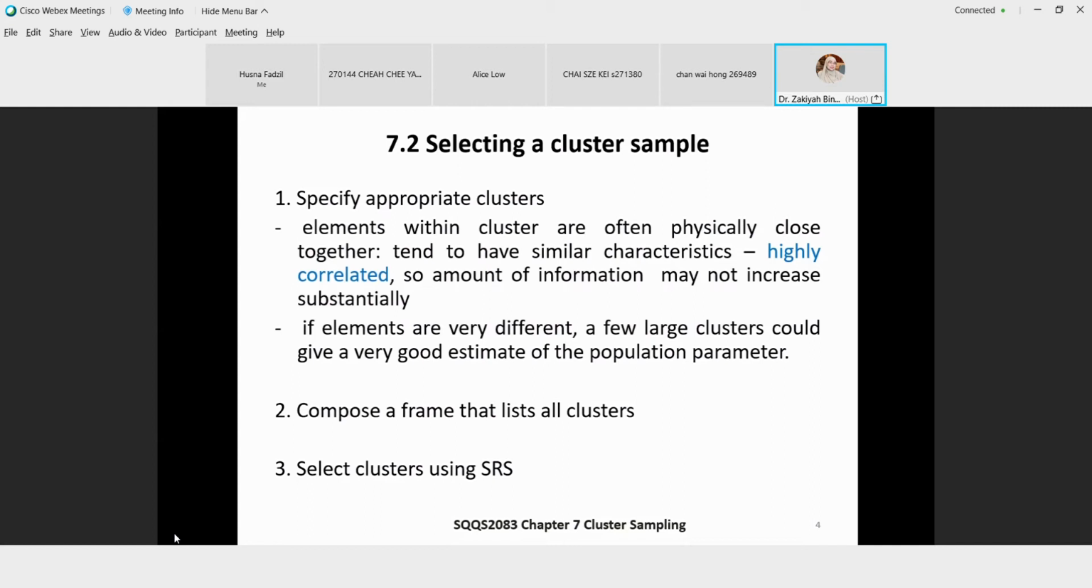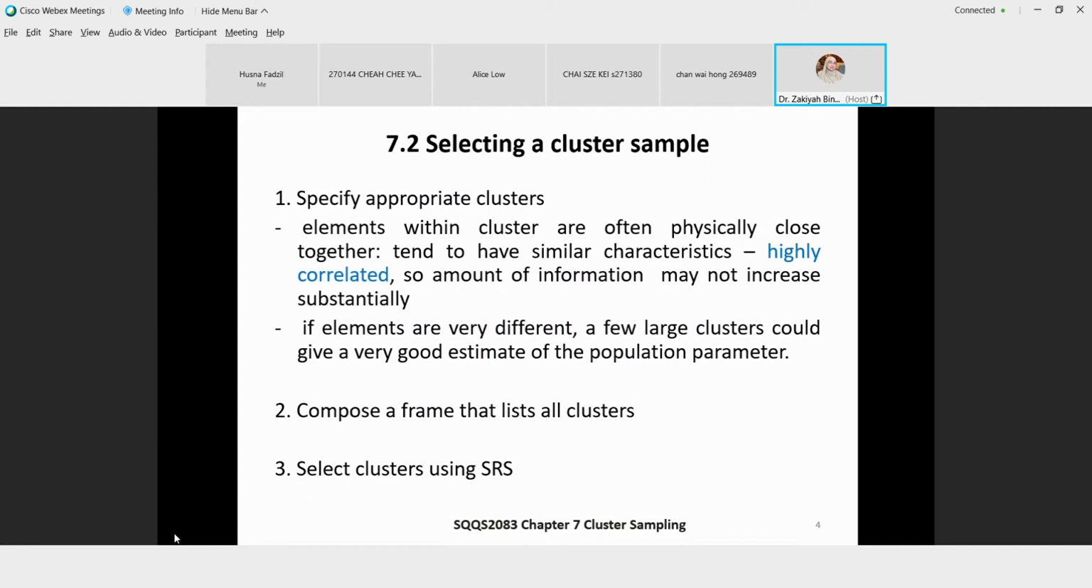Okay, you've got to read the examples, the case study in the textbook. So after you specify the appropriate cluster, next, compose a frame that lists all the clusters. Before this, we were talking about a sampling frame, listing all the sampling units. For cluster sampling, you compose a frame that lists all the clusters.